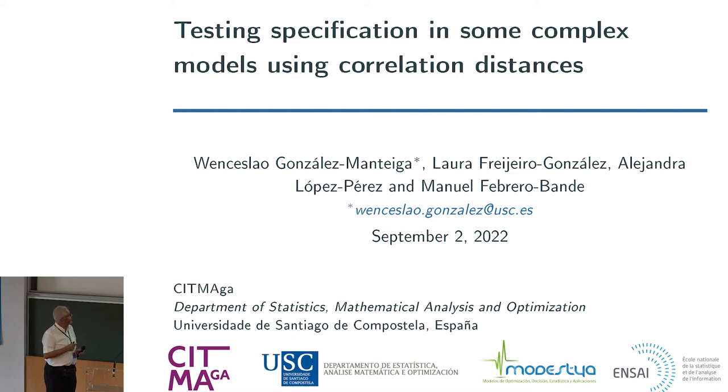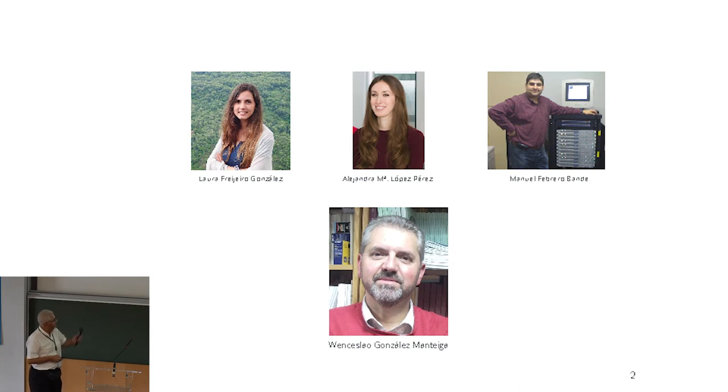Well, and curiously, the topic of the talk is quite related with material that we were working on along the pandemic time, because my previous talk in Trento was devoted to functional data, and now we will be working with some people of my team to see what about the use of correlation distance in the goodness of fit. It happened that in the last years a lot of papers appeared using this kind of novel distance for goodness of fit. Well, the work is together with my colleague Manuel Febrero-Bande, and also two students, Laura Ferreira González and Alejandra López. So here are the people.